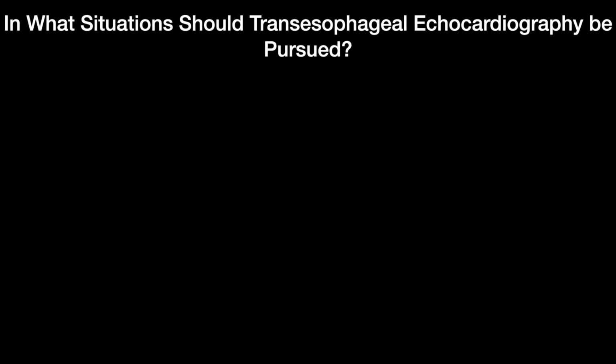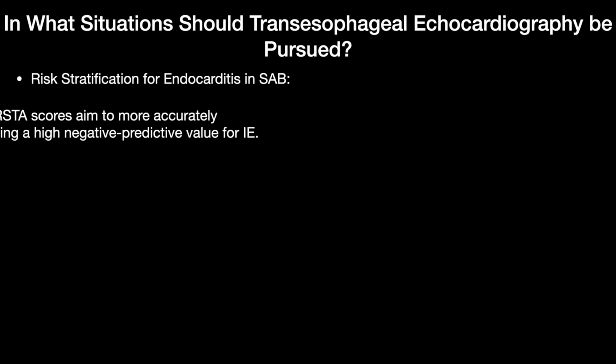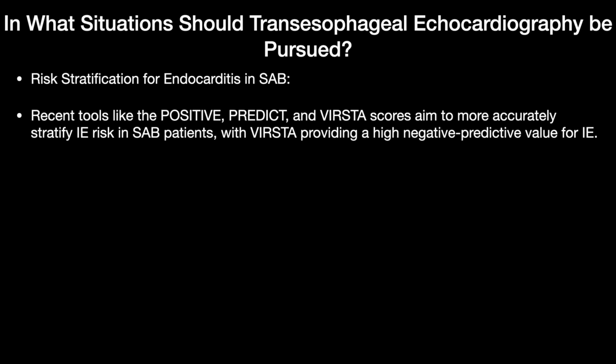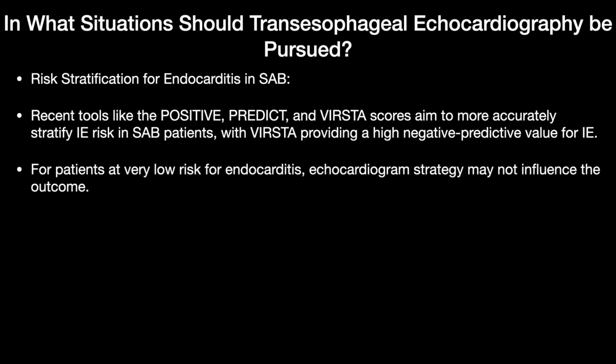So in what situation should we do this? Risk stratification should be done. Recent tools like PREDICT and VISTA scores aim to more accurately stratify the risk of infective endocarditis in SAB patients, with VISTA providing a higher negative predictive value for IE. For patients with very low risk, the echocardiography strategy should not influence the outcome.